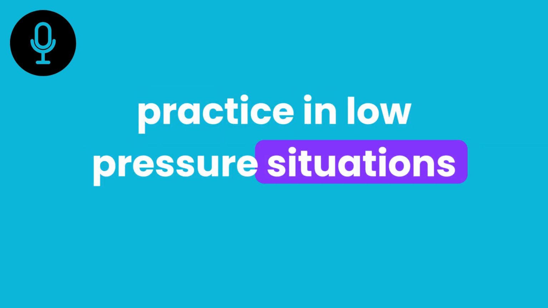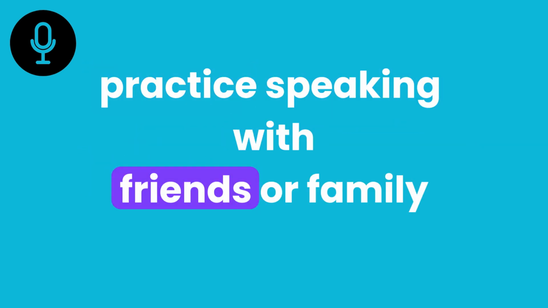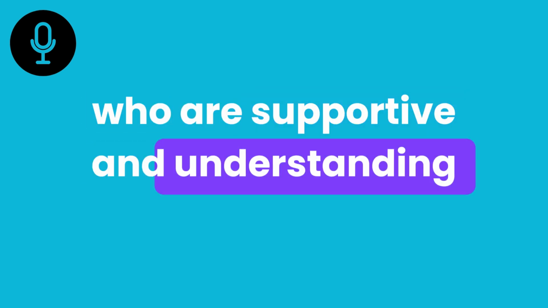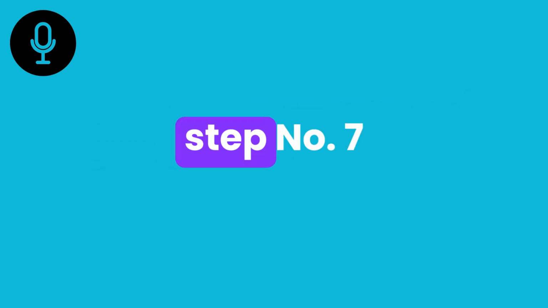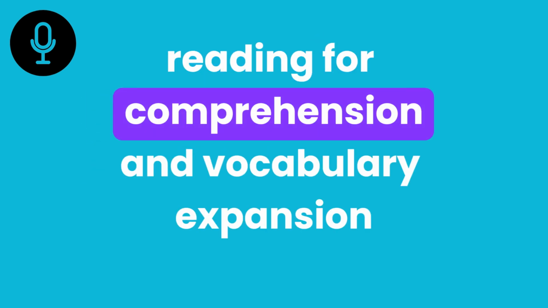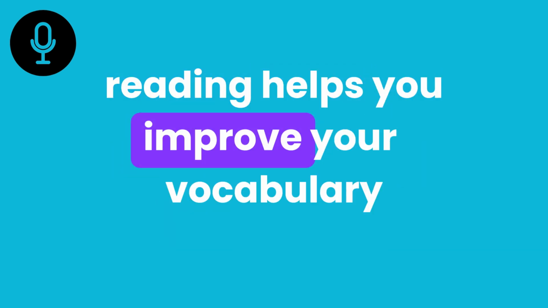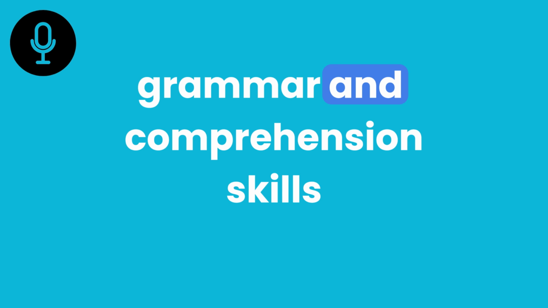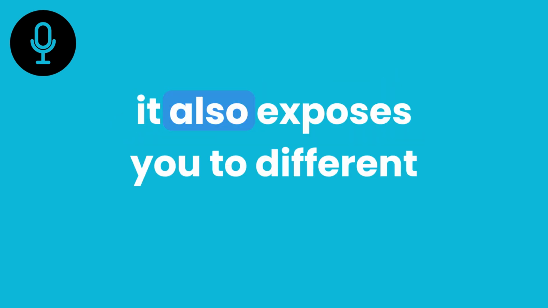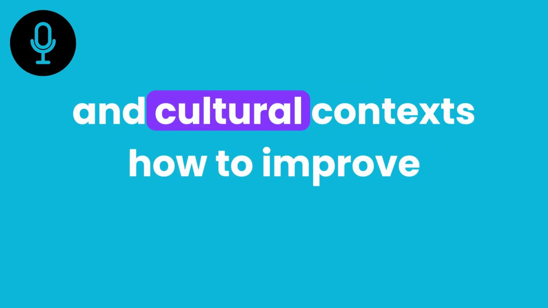Practice in low-pressure situations. Practice speaking with friends or family members who are supportive and understanding. Step number 7. Reading for comprehension and vocabulary expansion. Why reading is important. Reading helps you improve your vocabulary, grammar, and comprehension skills. It also exposes you to different writing styles and cultural contexts.